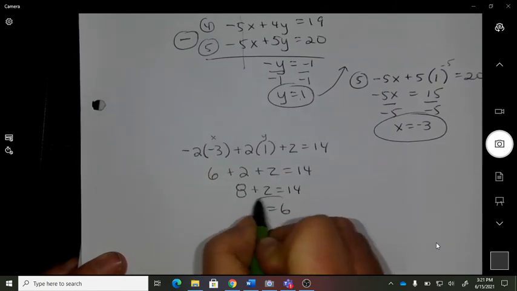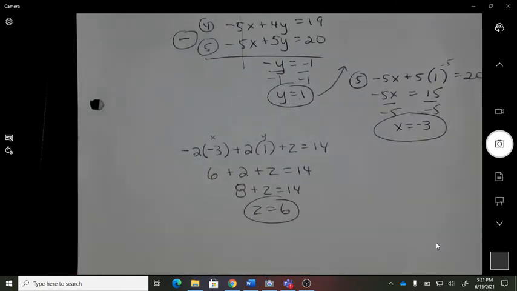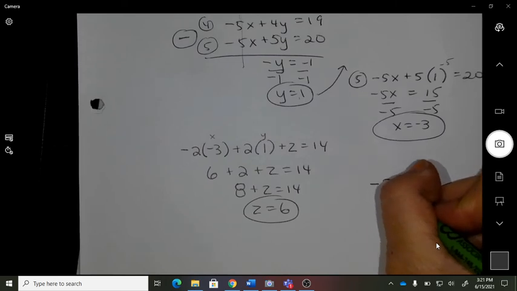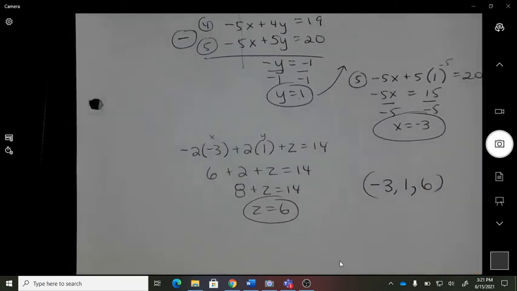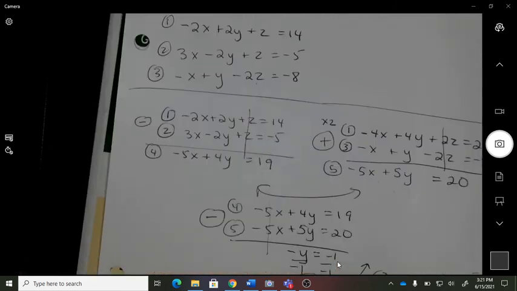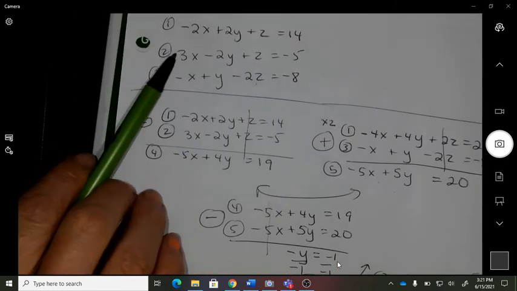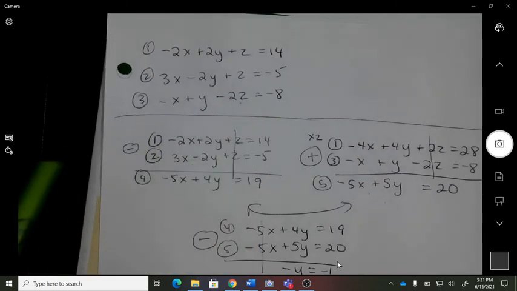Therefore z equals 6. And you might see this written as a coordinate, which would be x, comma, y, comma, z. You can always go and check and say if you plug in those for each equation, they should all work out.